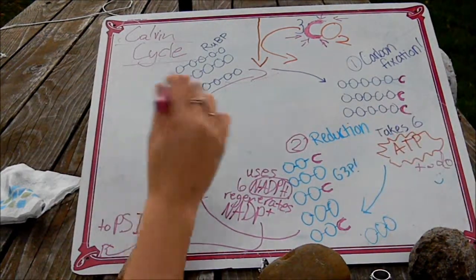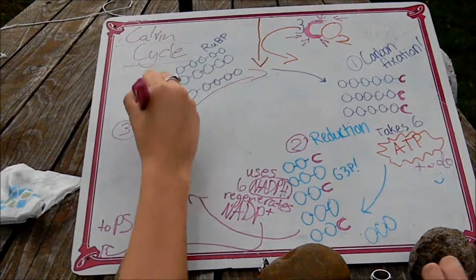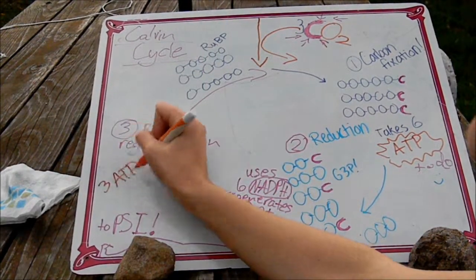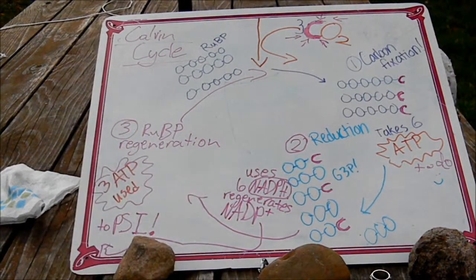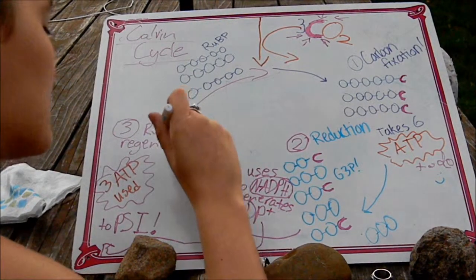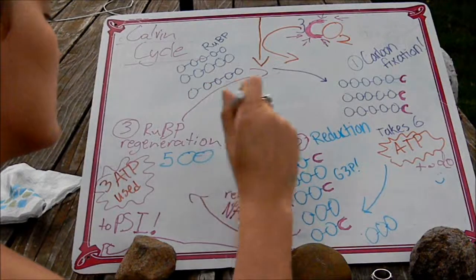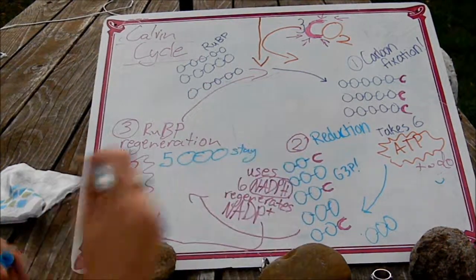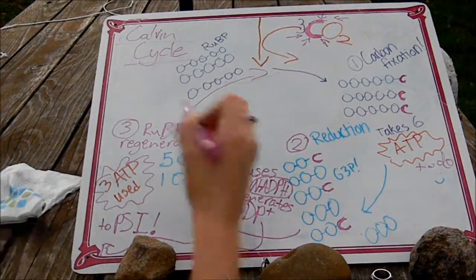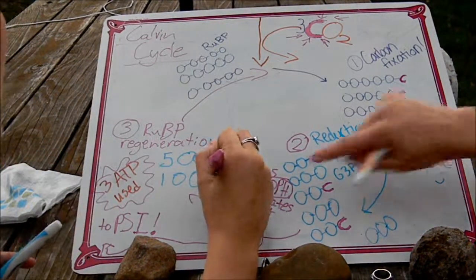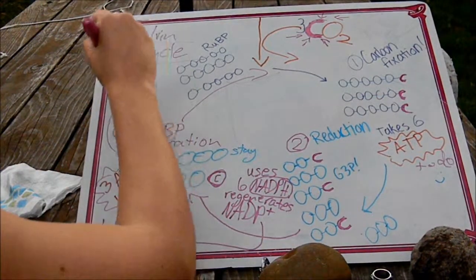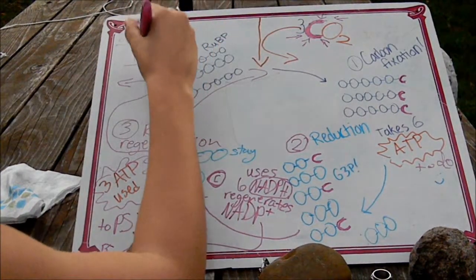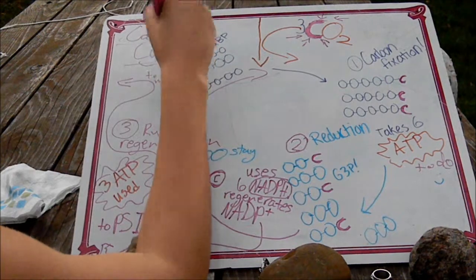Then we're going to go on to the next step. Step 3, where our RuBP from the first step is regenerated. Because we have those 6 little G3Ps there, but we need to regenerate the 5 carbon molecules for the next Calvin cycle. So 5 of those G3Ps are going to stay and be regenerated by those 3 ATP, and one little G3P molecule is going to go off to be turned into glucose in the stroma.